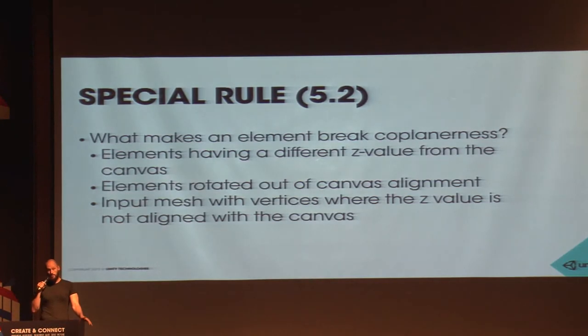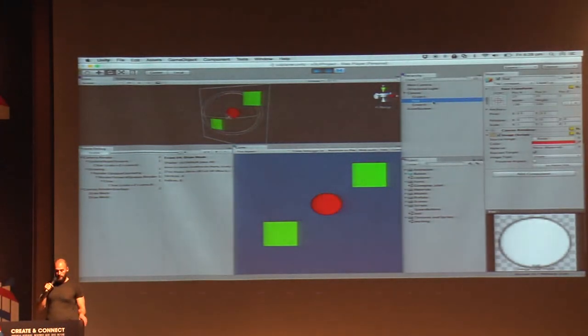So, what causes this situation where an element will break coplanarness with the canvas? Any element in your scene that has a different depth value from the canvas will break coplanarness. Any element that is rotated outside of canvas alignment will also do this. And if you specify an input mesh where the vertices' Z value is not aligned with the canvas, you will break this situation. Let's take a quick look here.